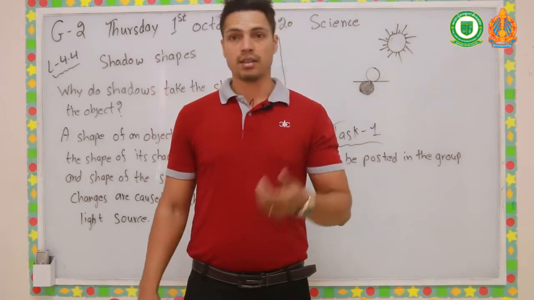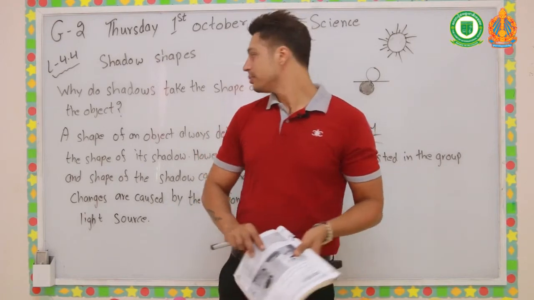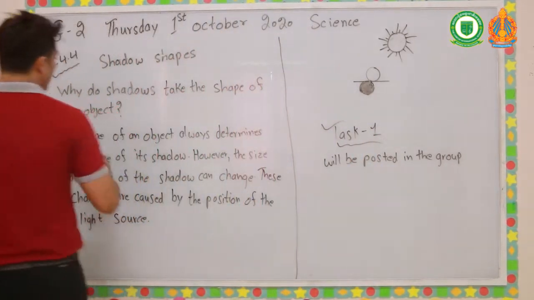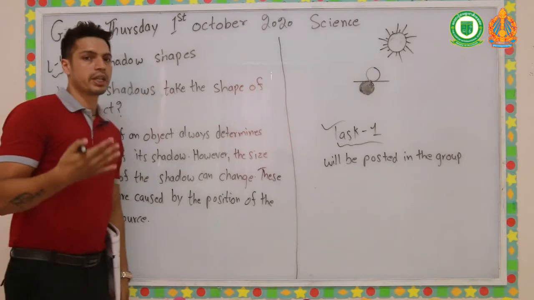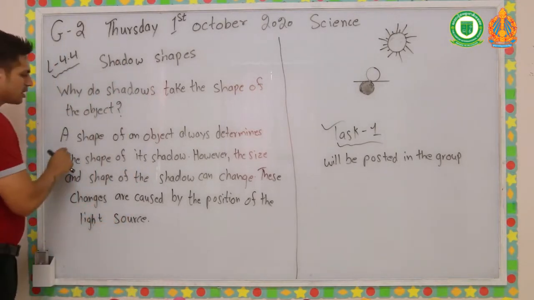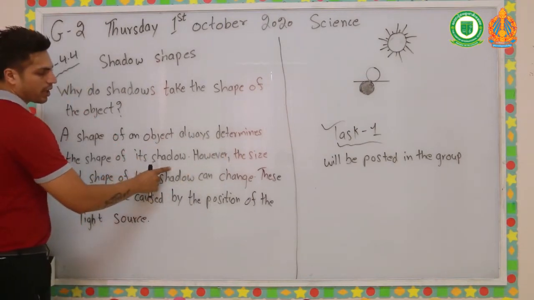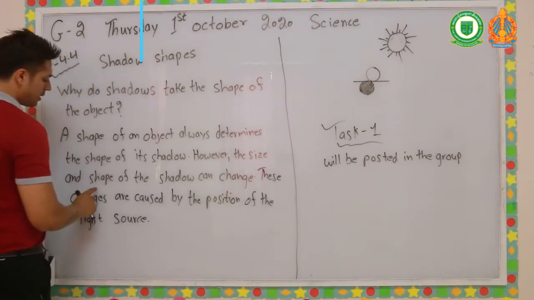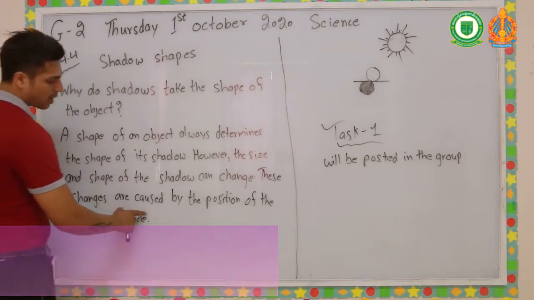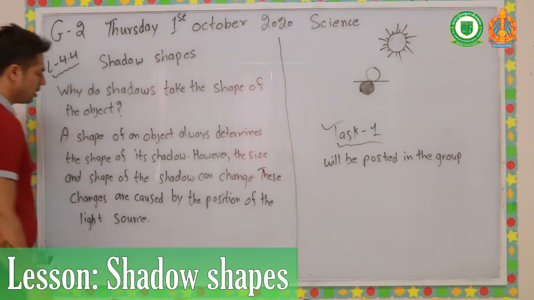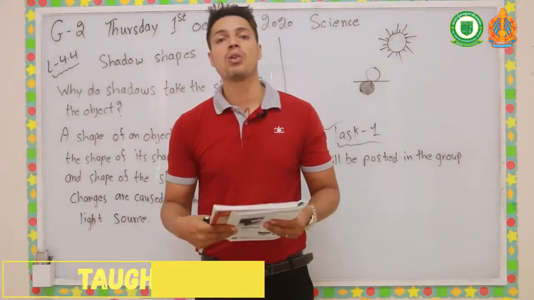You will see the shadow will appear as an animal, okay. So let's have a look here. Why do shadows take the shape of the object? The shape of an object always determines the shape of its shadow. However, the size and shape of the shadow can change. These changes are caused by the position of the light source. The shape of an object always determines the shape of its shadow.